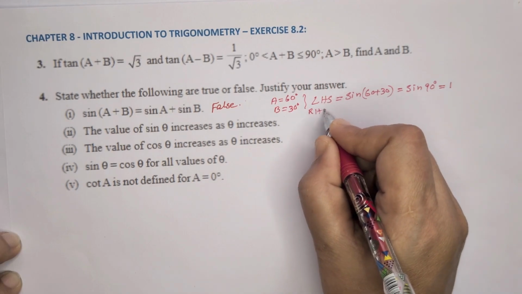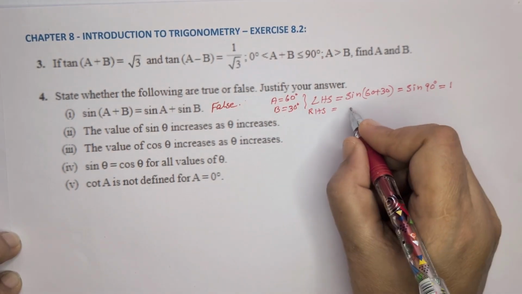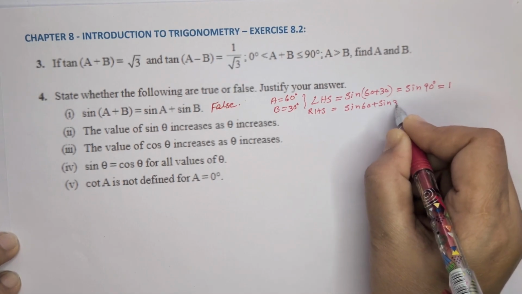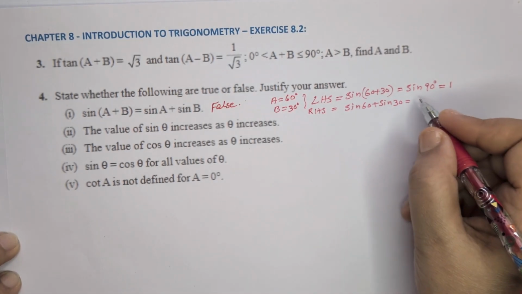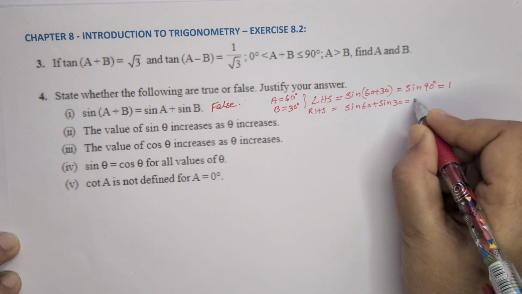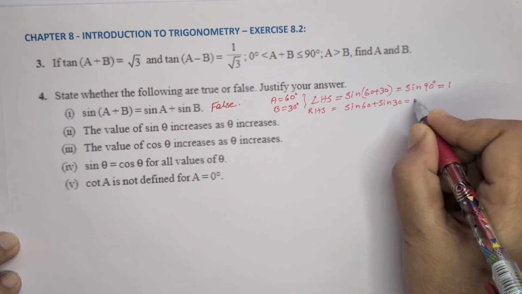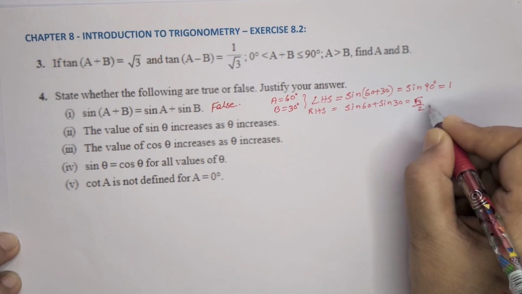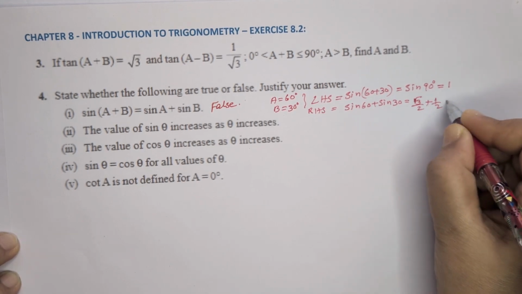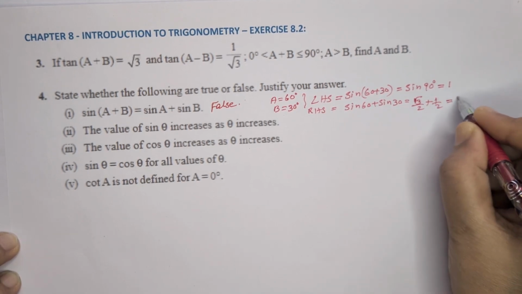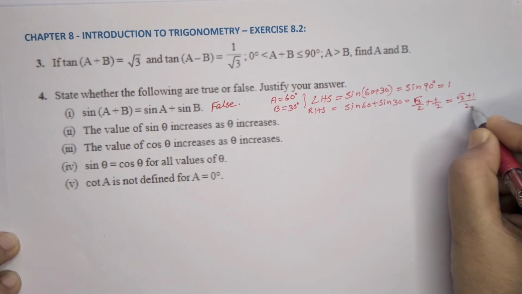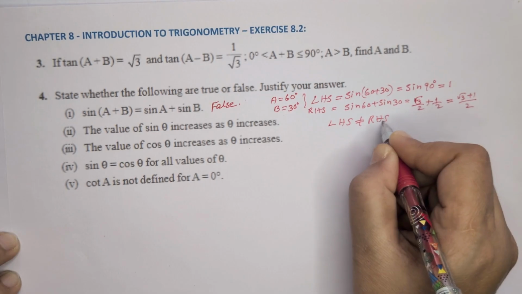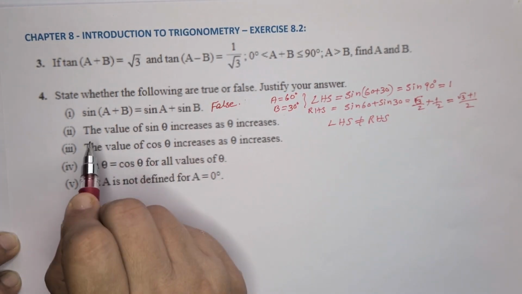RHS at the same time, sine A plus sine B means sine 60 plus sine 30. The value of sine 30 is 1 by 2, sorry. Sine 60 is root 3 by 2 plus 1 by 2. When we are doing this, it's coming root 3 plus 1 by 2. That means LHS not equal to RHS. So this statement is false.